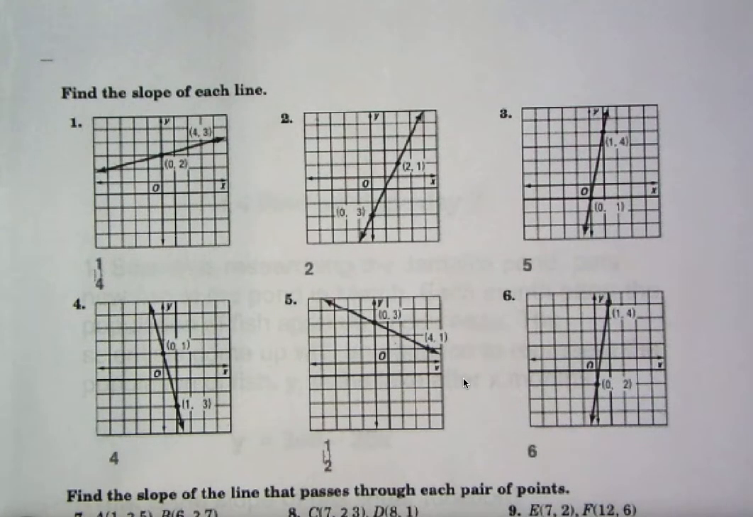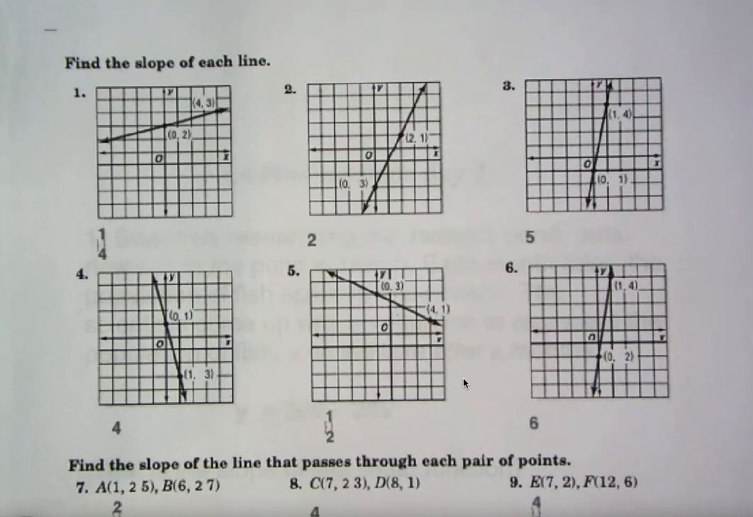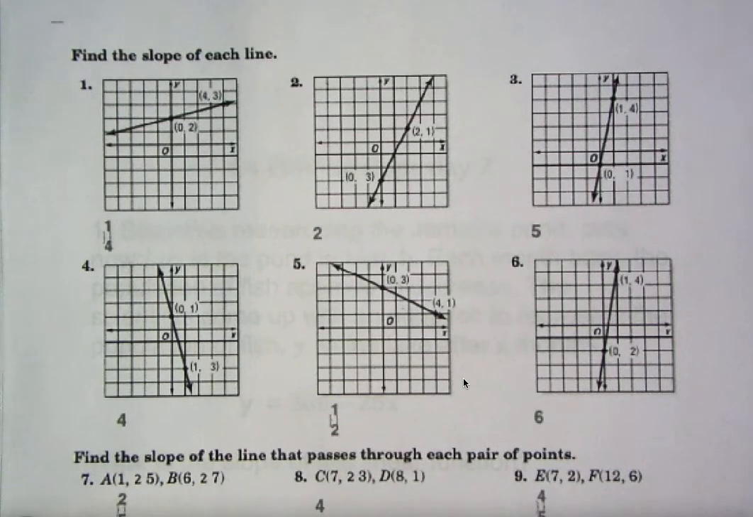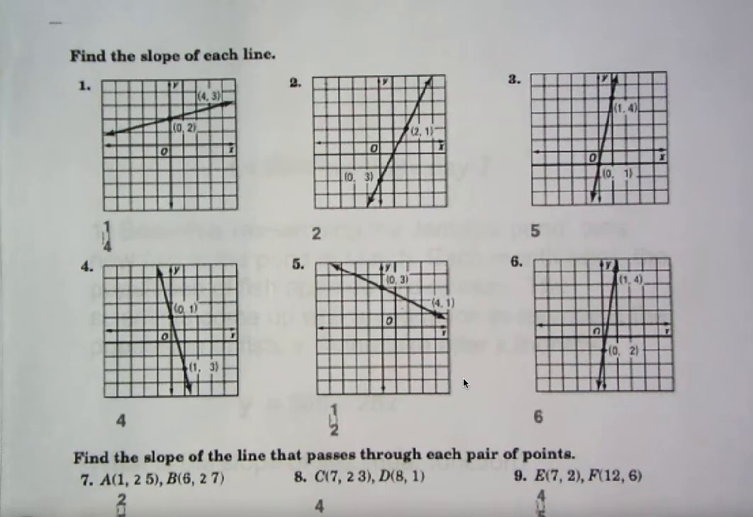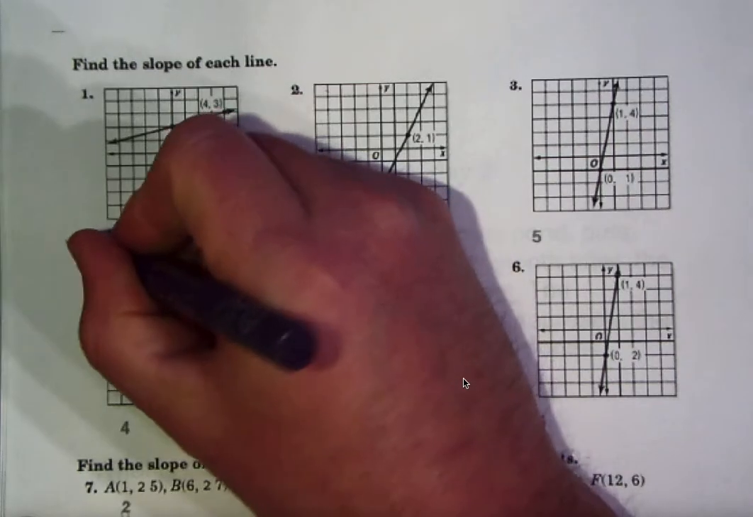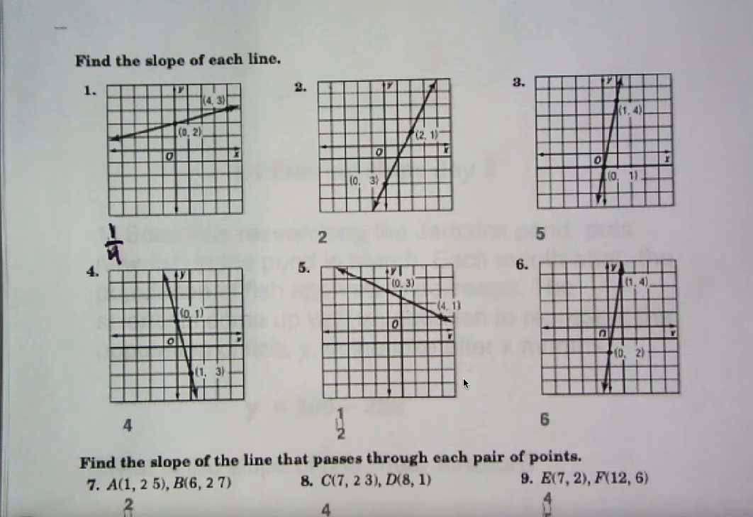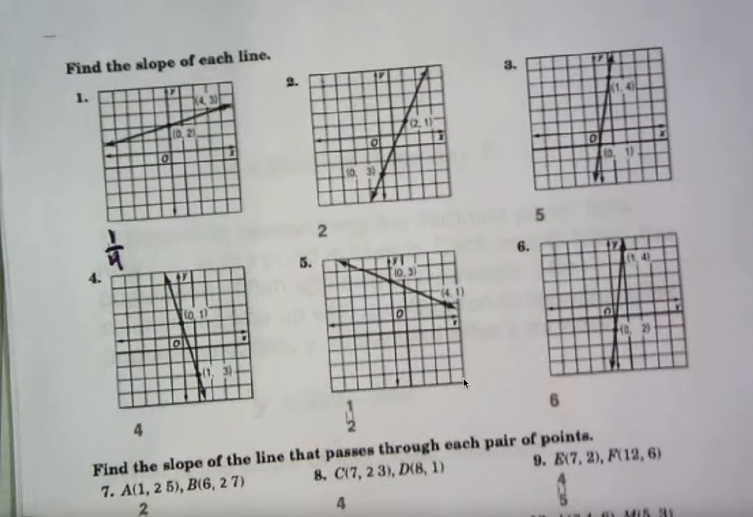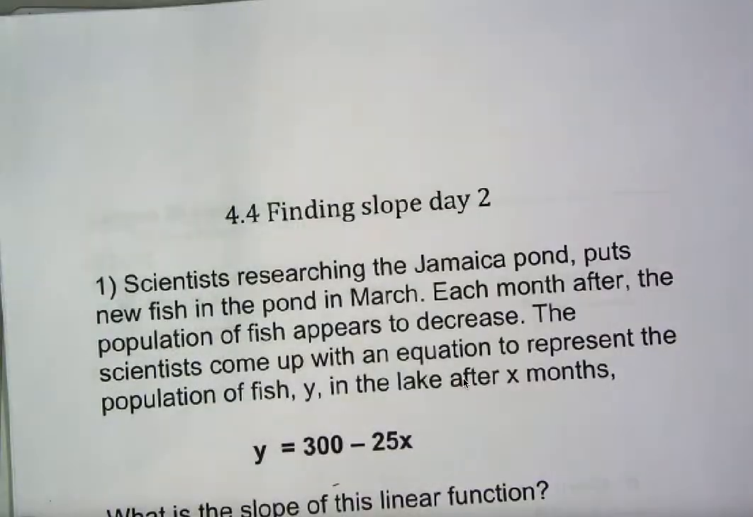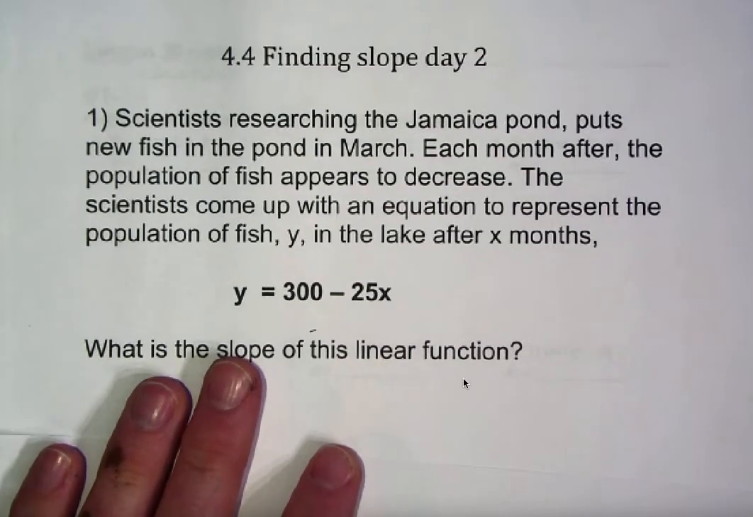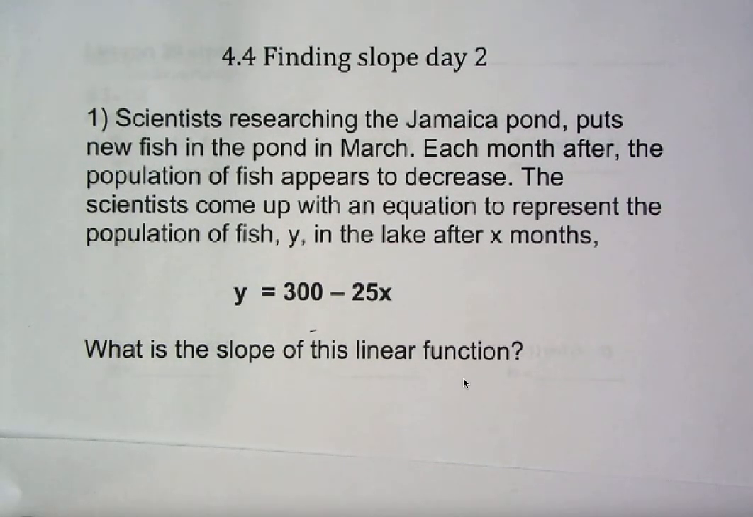Okay. The homework from the night before was you using the new slope formula to find the slope. You had just the odds. And so this is what it looked like. Hopefully you submit it through Google Classroom. Okay, so this is 4.4, finding slope day 2. Okay, so let's go through it.